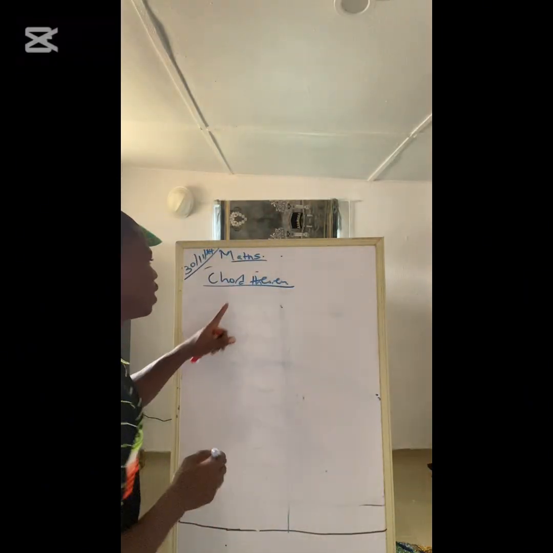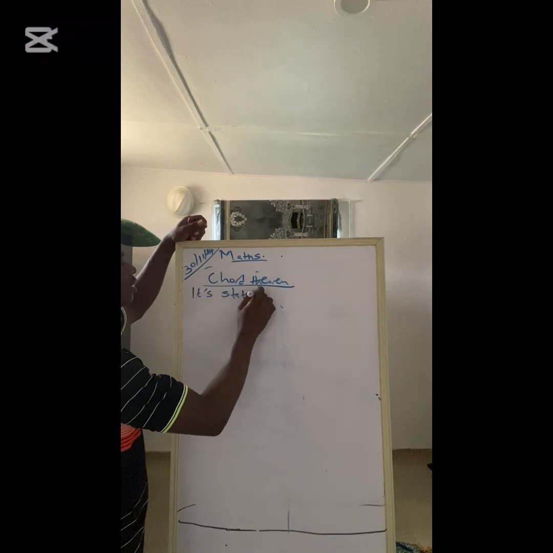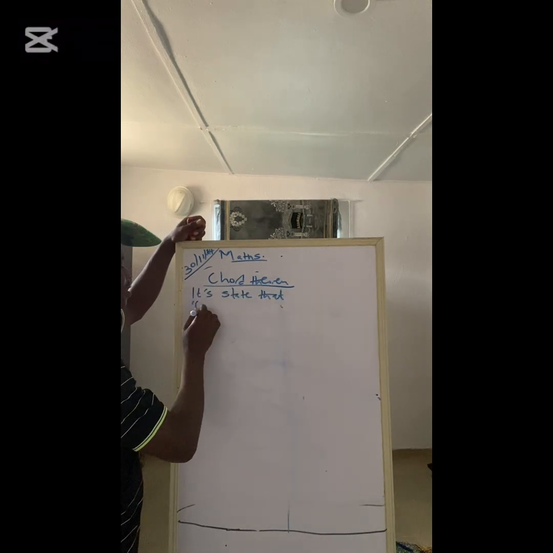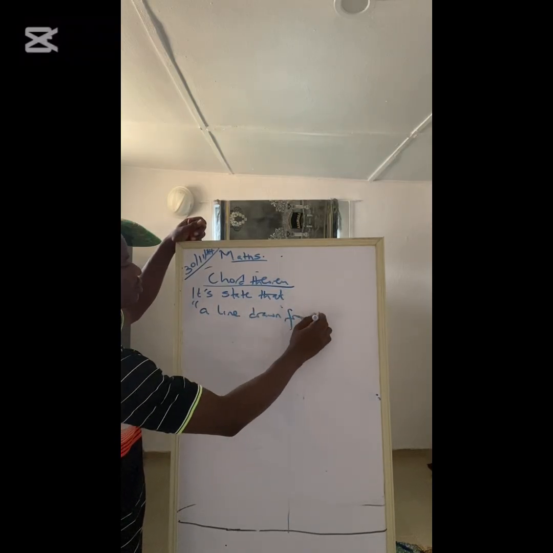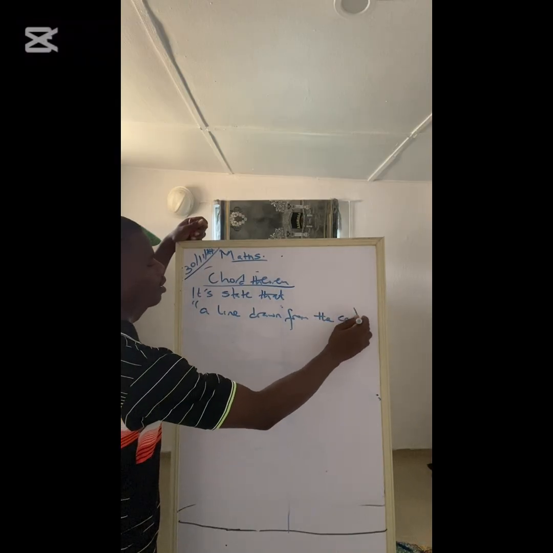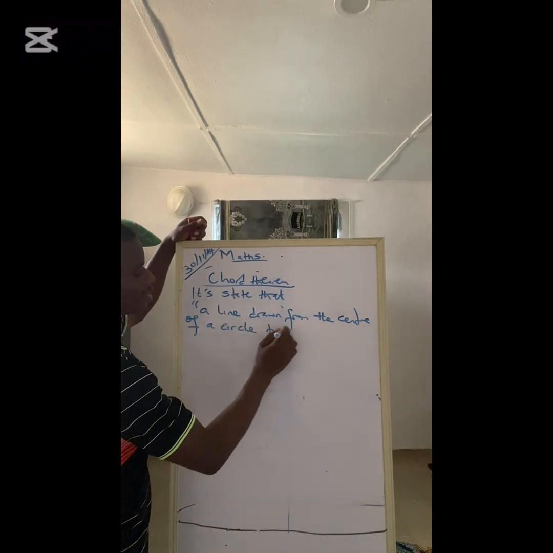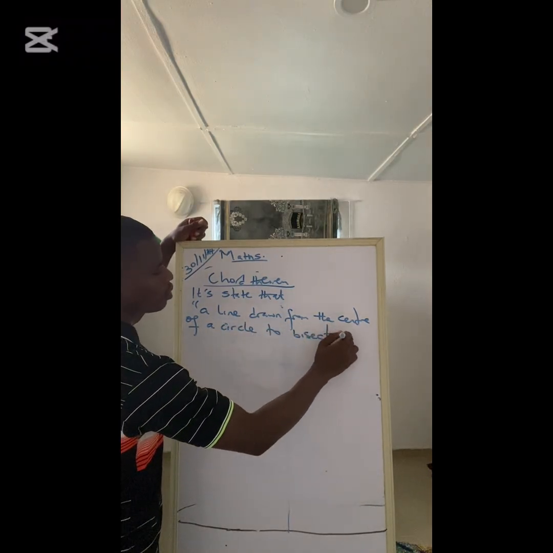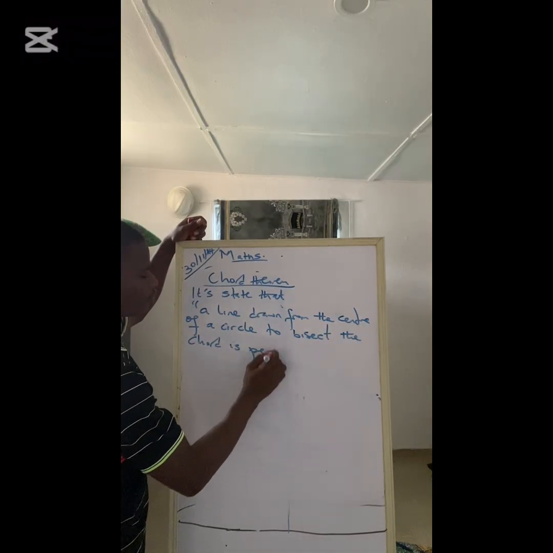So all students must find means to understand all these theorems before you can be able to interpret equations on circle geometry. Chord theorem states that a line drawn from the center of a circle to bisect the chord is perpendicular to the chord.